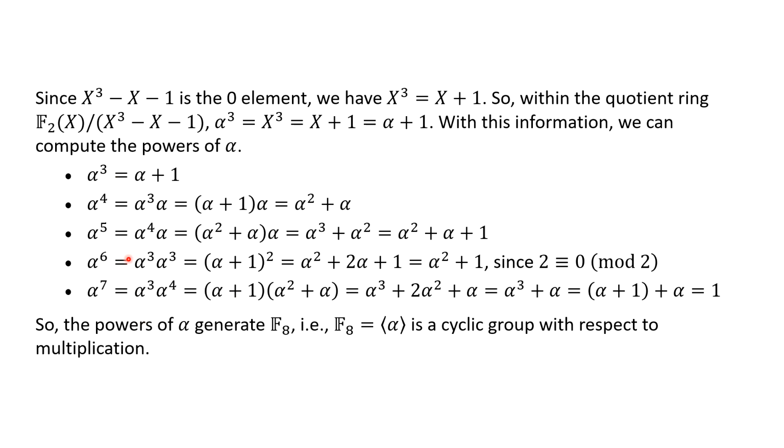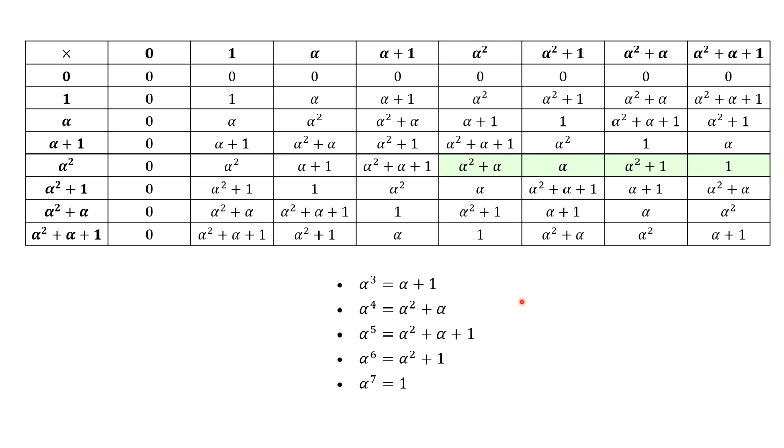So on the next slide, I'll show you the table. I won't go through every last one of the computations. You need to use these identities here in order to complete the table. I'll just go through a few examples. On this slide, I have the multiplication table for F8, the finite field of order 8. And I also put the computations that we did on the previous slide down here for our reference.